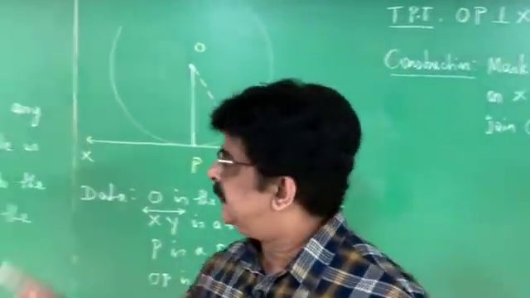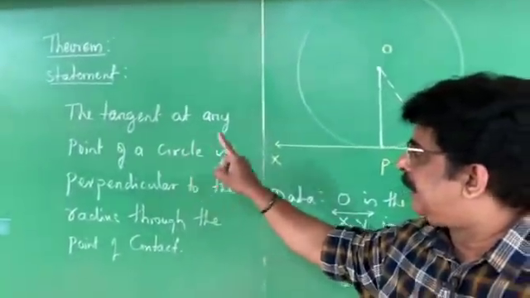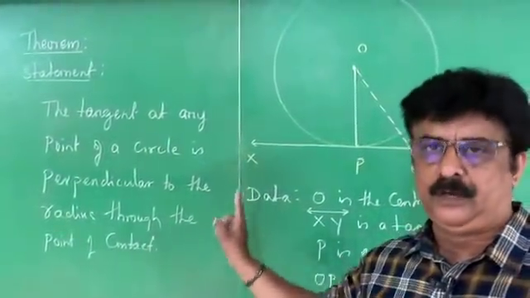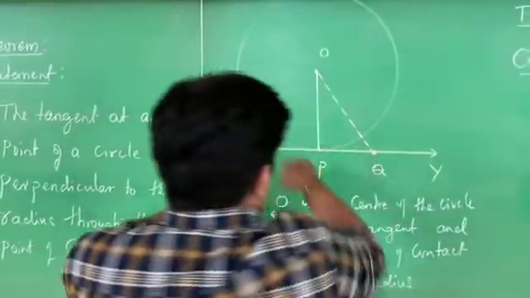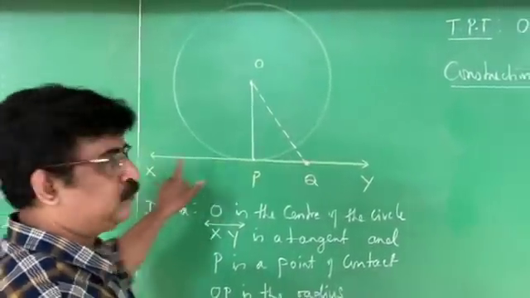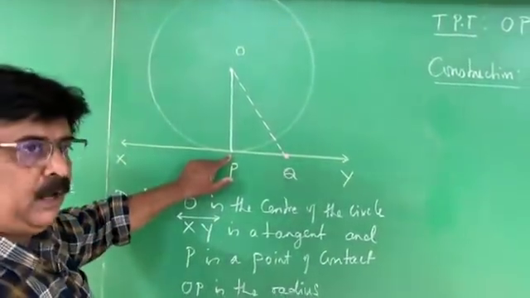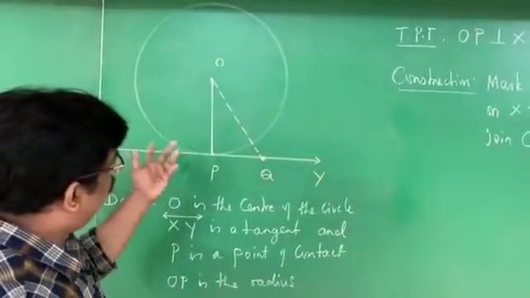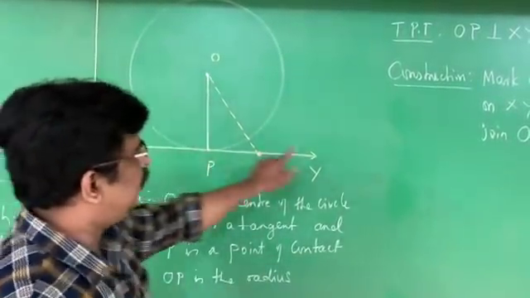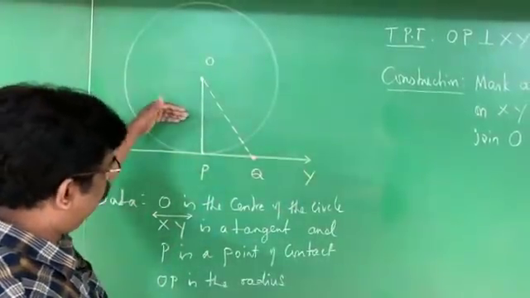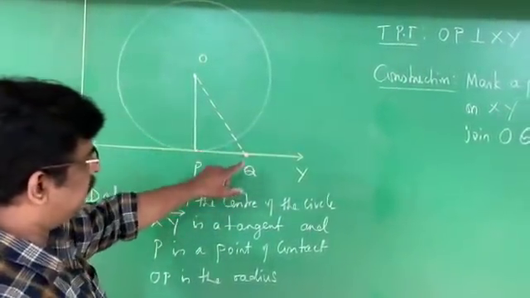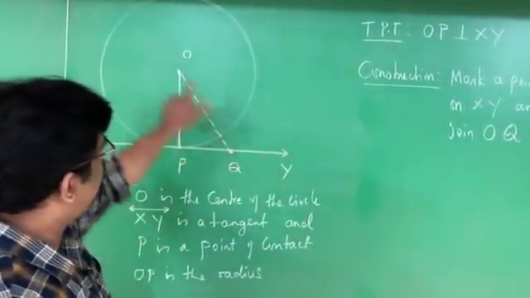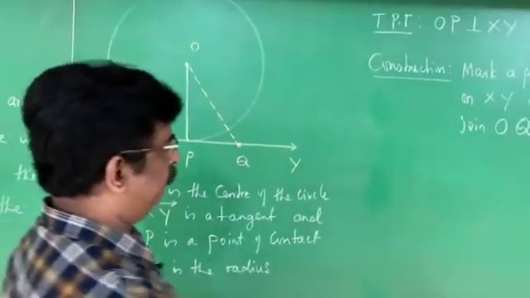I repeat once again. The statement is: tangent at any point of a circle is perpendicular to the radius through the point of contact. Circle with center O, XY is the tangent, P is the point of contact and OP is the radius. What I have to prove? OP is perpendicular to XY. For that proof, I require a construction. The construction is mark a point Q on XY, join OQ. Now I write the proof part of this.